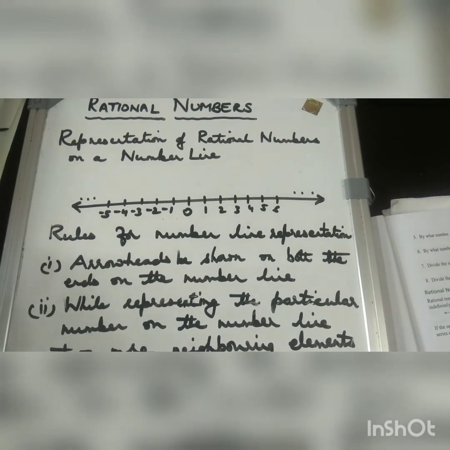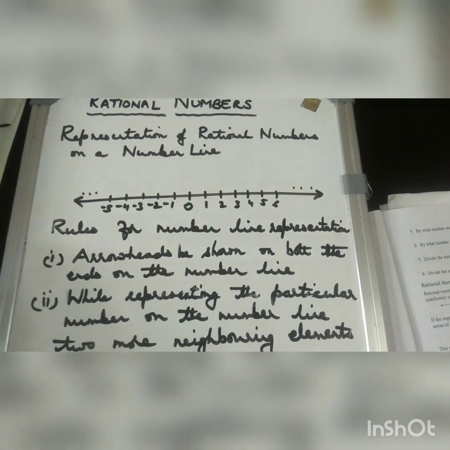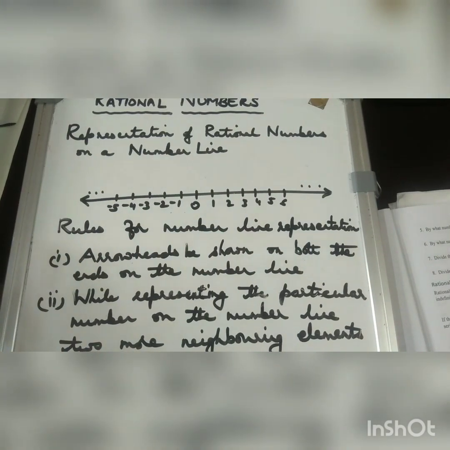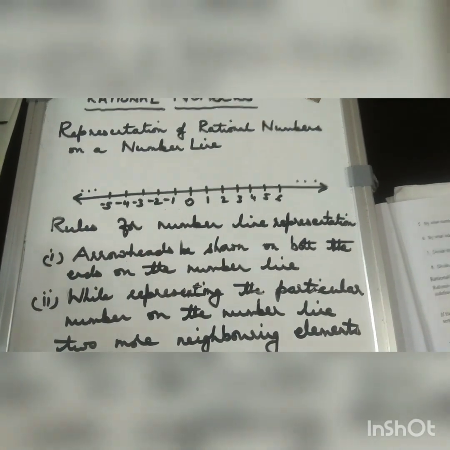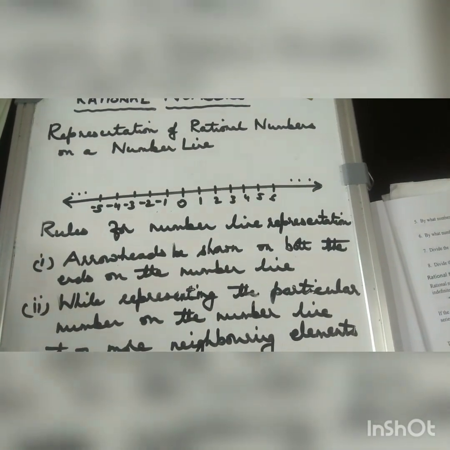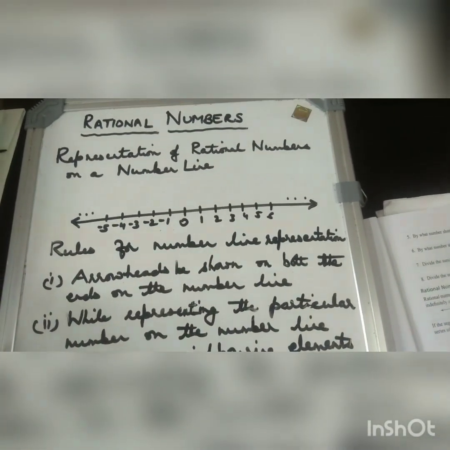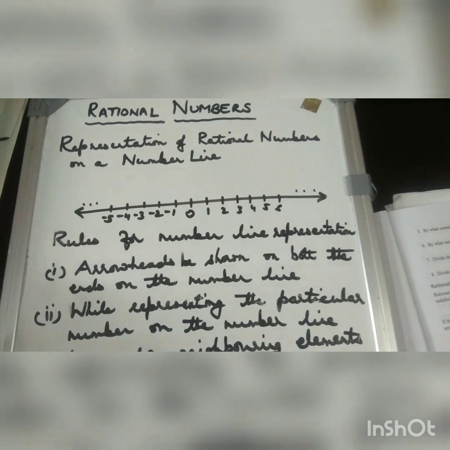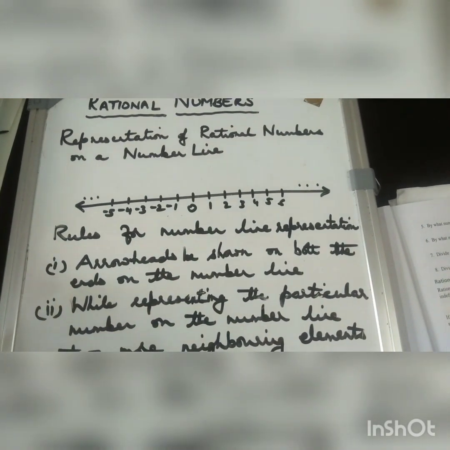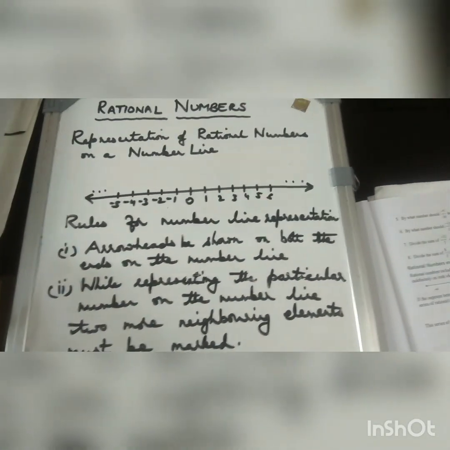Then, while representing a particular number on the number line, two or more neighboring elements must be shown. That is, on both the sides you should have the neighboring elements at least marked on the number line. Not that you only mark the particular number. I hope I have made it very clear.